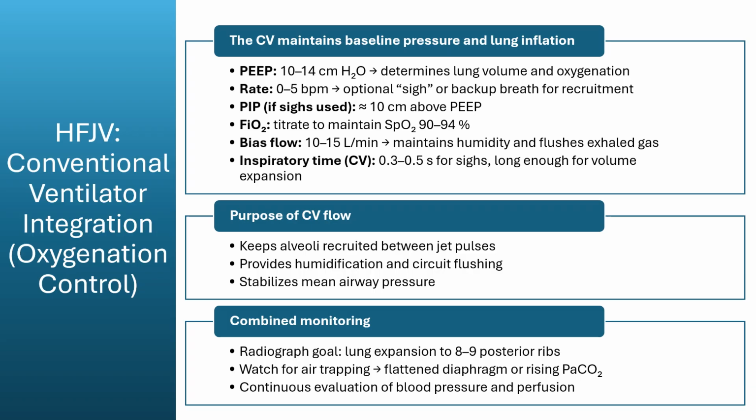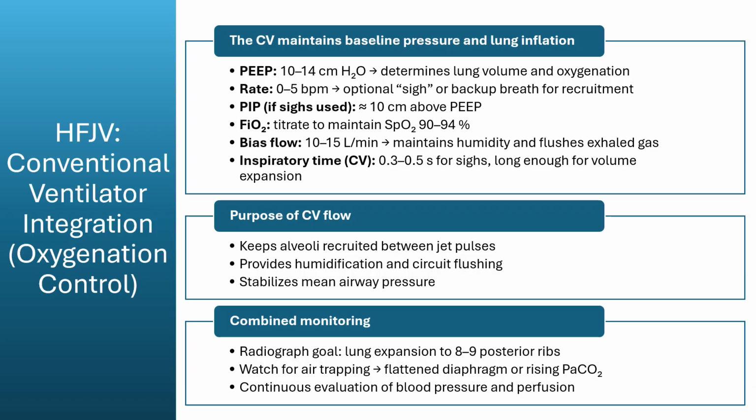Rate and sigh breaths on the conventional ventilator are used sparingly, usually between 0 and 5 breaths per minute. These breaths help maintain alveolar recruitment, but should not interfere with the jet's rapid cycling. When sighs are used, their inspiratory pressure is set about 10 centimeters above PEEP, with an inspiratory time of 0.3 to 0.5 of a second to allow complete filling of slow lung units.